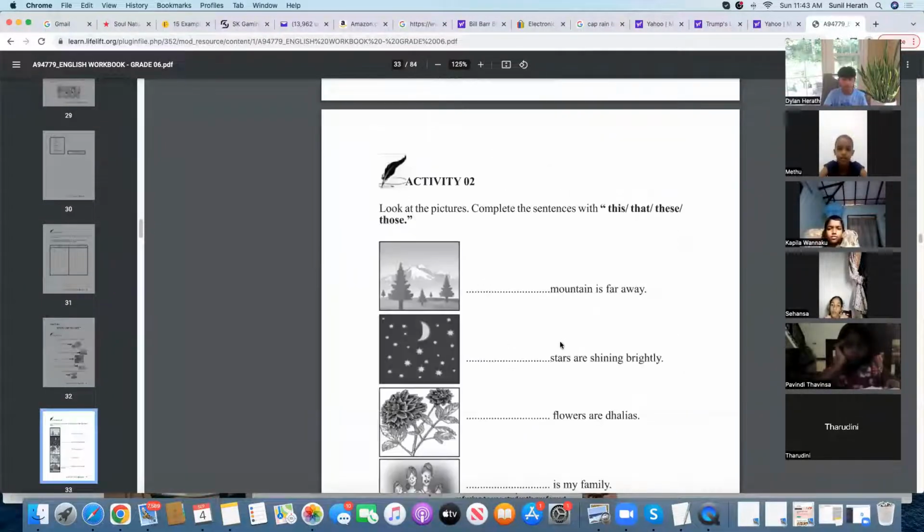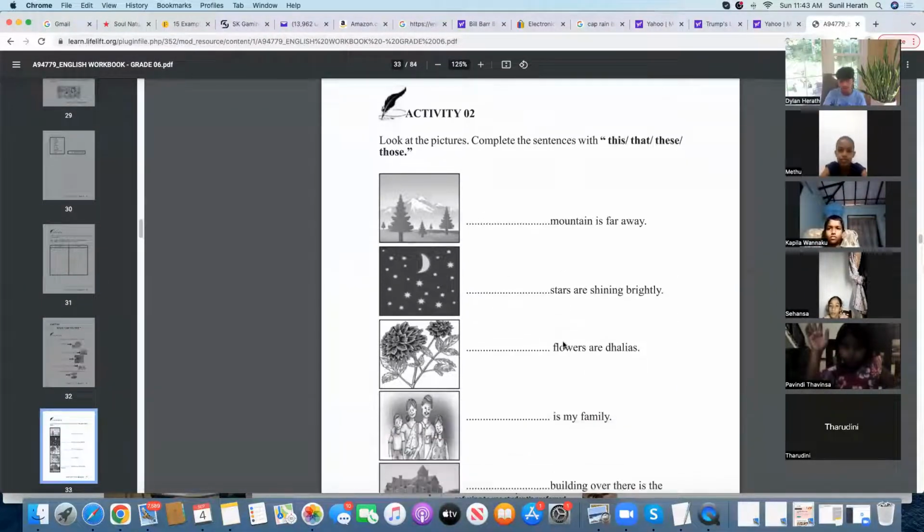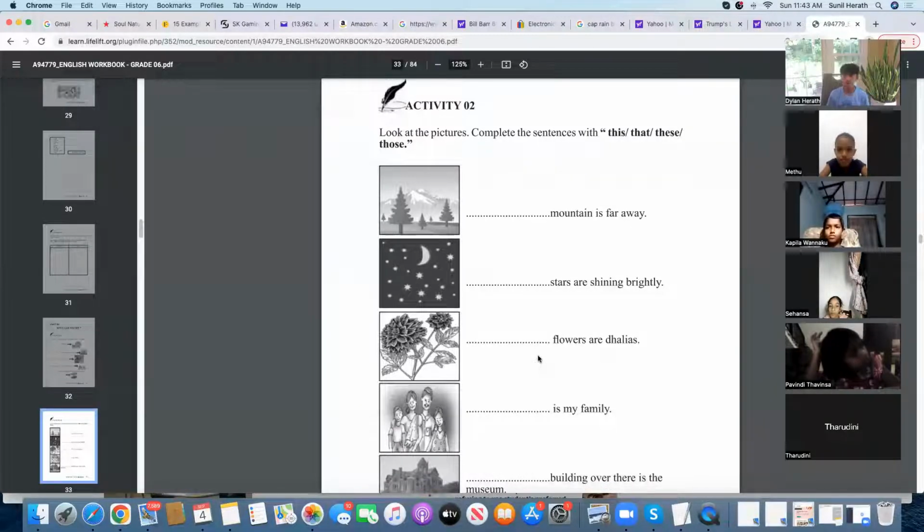So the next lesson is the very next lesson. In this lesson, we have to look at the pictures and complete the sentences like we just did before with this, that, these, and those. So what is the first sentence? That mountain is far away. Yes, thank you. Say it in a full sentence. So don't just say that mountain is far away. Thank you. What is the next sentence?